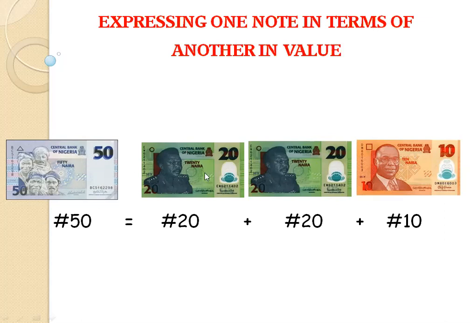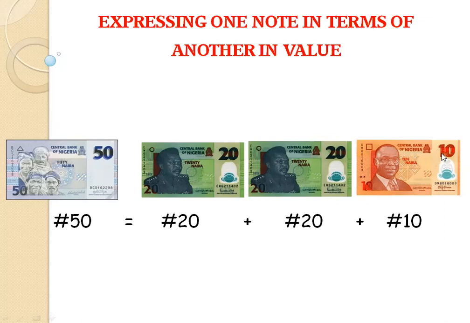I can decide to use 10 naira in 5 places. I can decide to use 5 naira in 10 places. You understand? So whichever way you want to express, you're free to do that. So for my 50 naira, I'm expressing this single 50 naira note as 20 naira, 20 naira, and 10 naira. Another word we can use, if I don't want to use expressing one note in terms of another, I can also say breaking down into smaller denominator. So I have been able to break 50 naira into smaller denominator of 20, 20, 10.